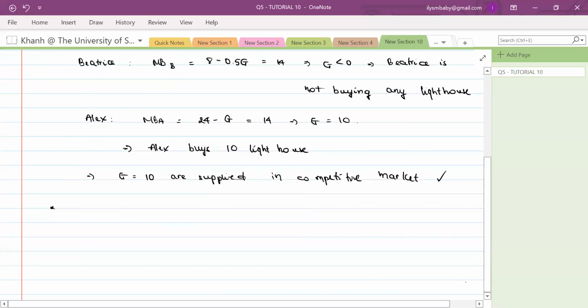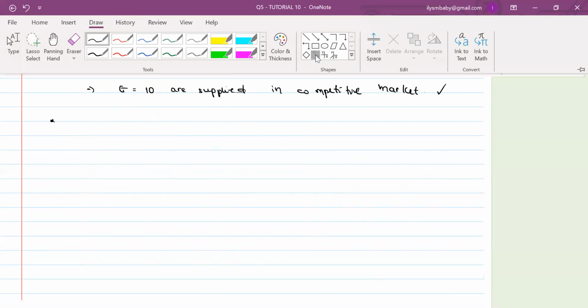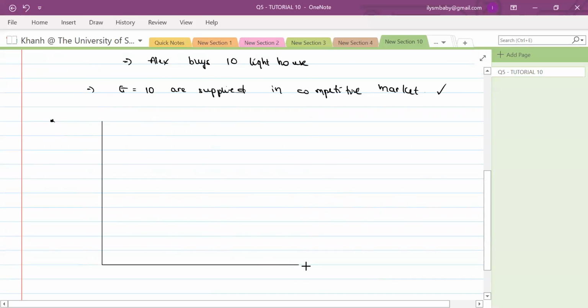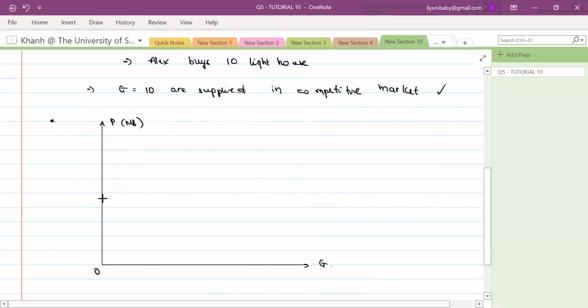In this case, I am just going to do a little diagram over here to show you what it means by adding vertically, by adding the marginal benefits. Over here, I have the price or the marginal benefit, which is the same thing, and over here I have G, which is the amount of goods, and I have 0. The demand curve for Alex first, which is 24 minus G, is just going to be a downward sloping line.